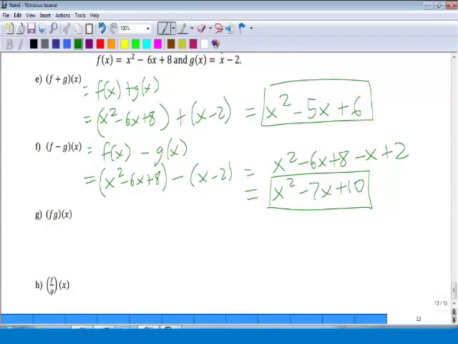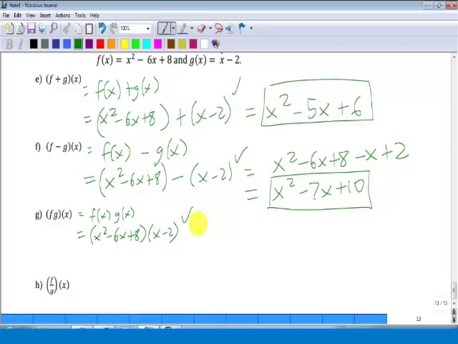F times g of x, oh, this is one that's kind of a pain. Practice multiplying polynomials. F of x times g of x, so it's going to be x squared minus 6x plus 8 times x minus 2. I don't know if I can give you full credit for leaving it like that. I'm not sure Alex would either. You could try it and see if Alex asks you something like that. It may not. I think I would want you to simplify. I simplified this expression, I simplified this expression. I'm thinking simplify that expression too.